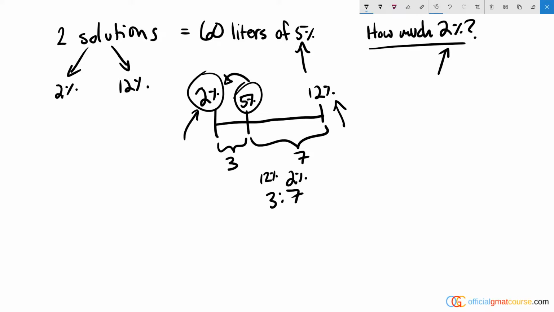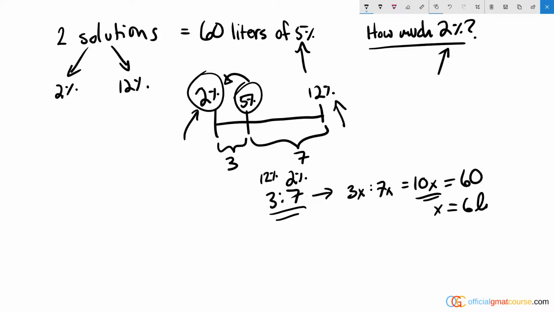So we have a ratio now, and we think of ratios as really being 3x to 7x, for a total of 10x parts if you add them together. And that means that if we have 10x parts and we know that there's a total of 60 liters, each of the x's is worth 6 liters. Now, if each of the x's is worth 6 liters and we plug them back in for each side, the 2% side will become 7 times 6 liters, which gives us 42, and that leads us to answer choice E.